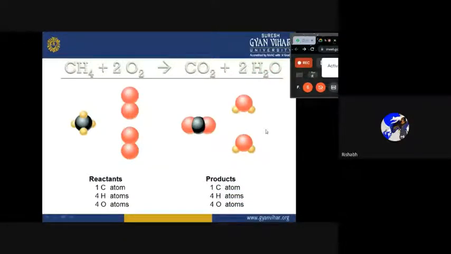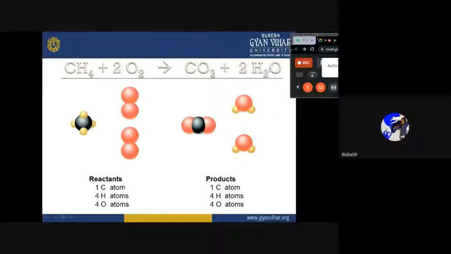Then there is this example of CH4 plus 2O2. What is CH4? Methane plus oxygen. Okay, so it is giving us the product carbon dioxide plus water. So here you also see how many atoms of carbon are there in the left hand side. Only 1 atom. Hydrogen has 4 atoms and oxygen has also 4 atoms. So on the right hand side it also must be the same.